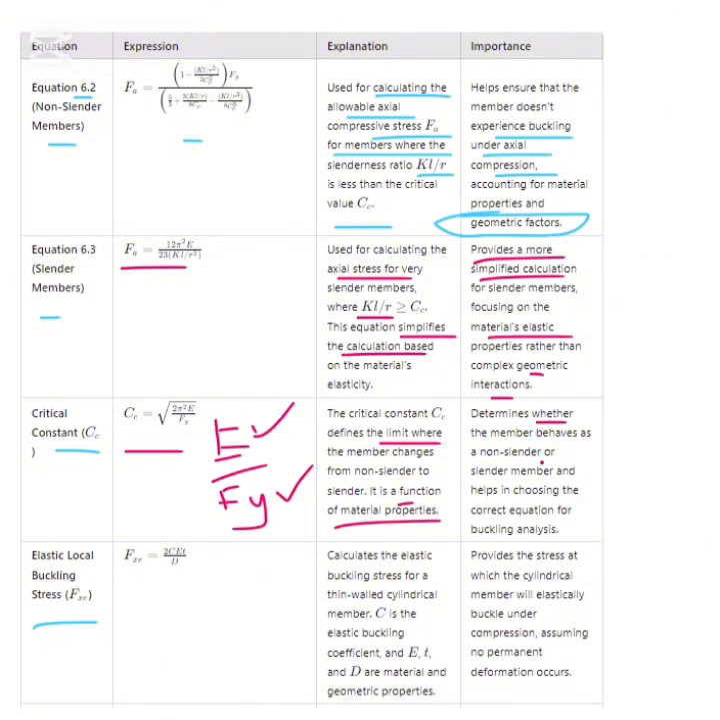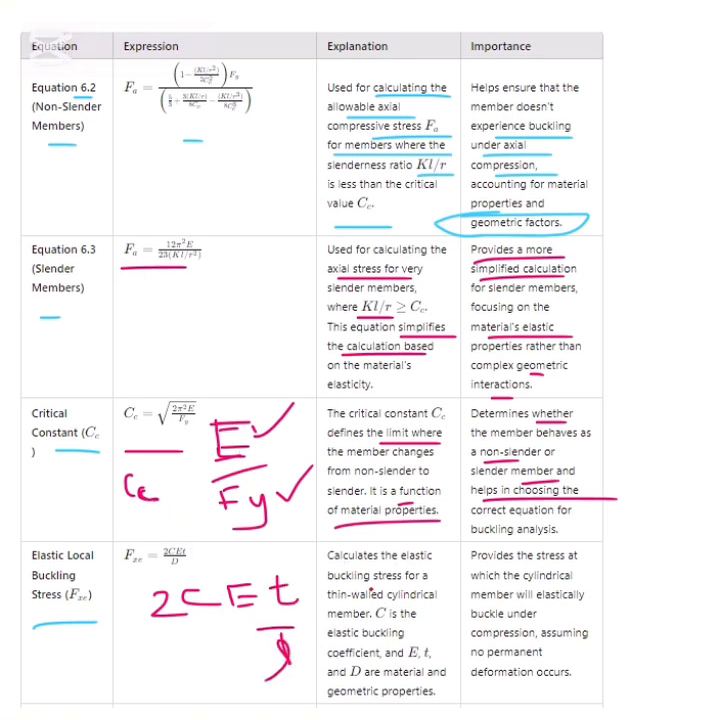This determines whether a member behaves as a non-slender or slender element and helps in choosing the correct equation for buckling analysis. So you can see Cc purely decides whether the member becomes slender or non-slender. It's a function of E and Fy, not a function of geometric parameters, but of the material properties. So this becomes like a global buckling case. For the elastic local buckling stress, this depends on the material properties as well as geometric parameters. But in the case of Cc, it does not depend on geometric parameters.